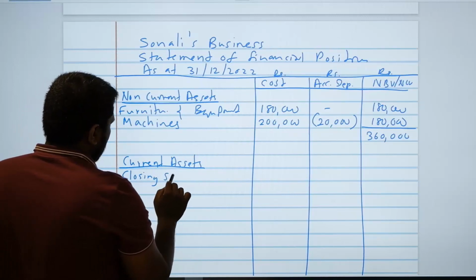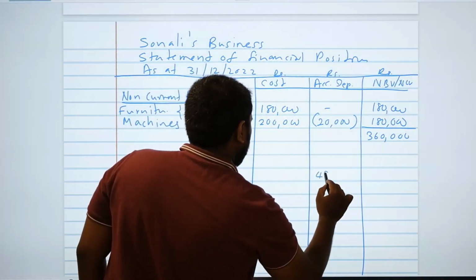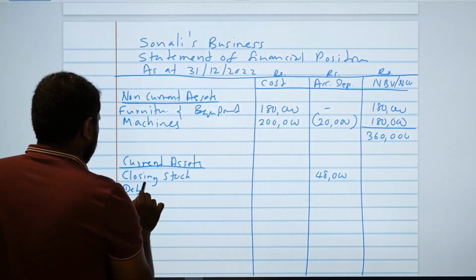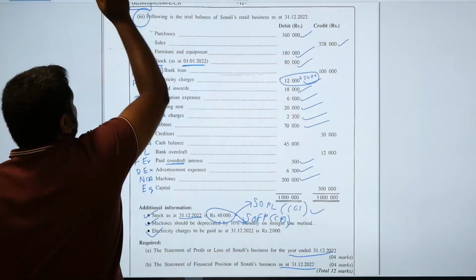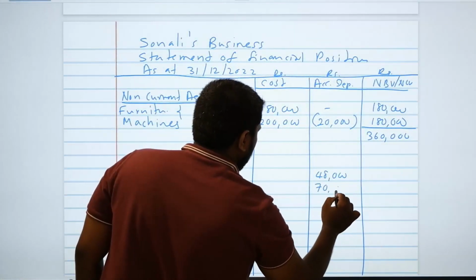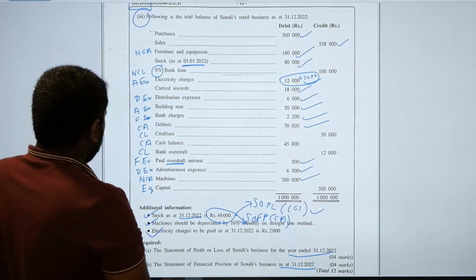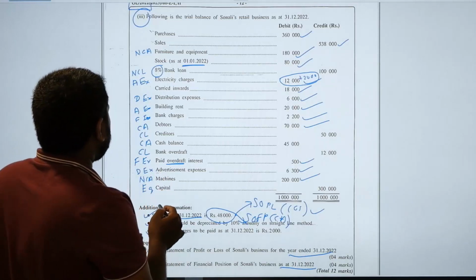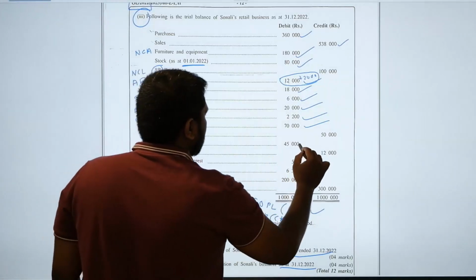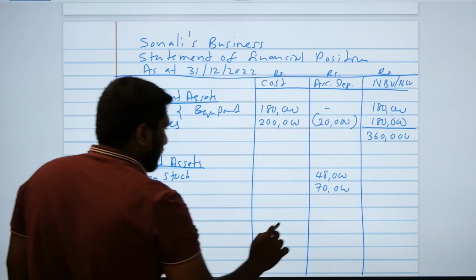Closing stock 48,000. And we have debtors 70,000. And we have cash. Let's see what else other current assets that we have. Yes, only cash is there, 45,000.